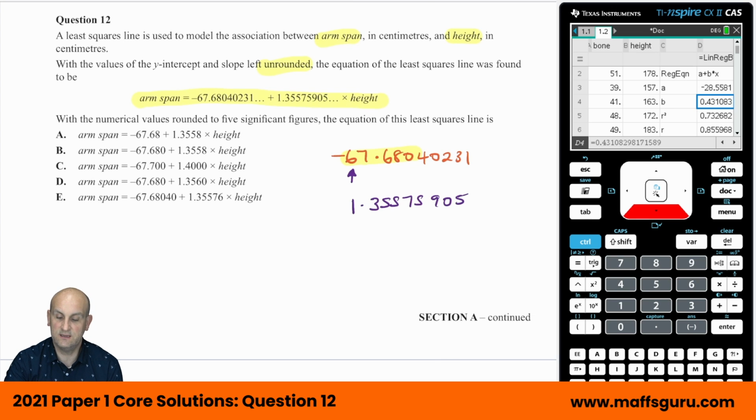1.355759005, same thing. Start counting at the first non-zero digit. 1, 2, 3, 4, 5 will be 1.3557, but we have to take account of this 5 here, which is going to change that 7 into an 8. Okie dokie. So getting rid of all that, as far as I'm concerned, 1.3558 times height. Well, we can't have that, that, or that, so it's got to be A or B again.